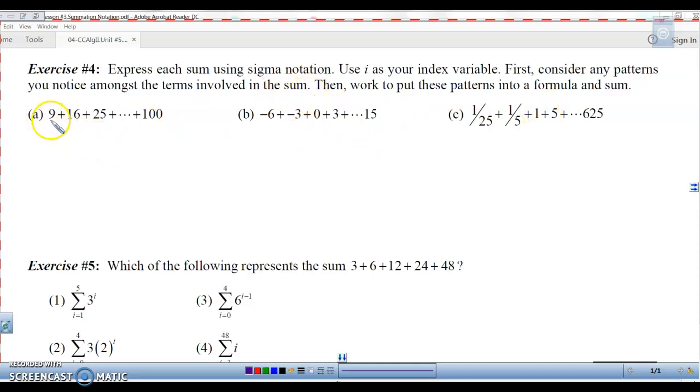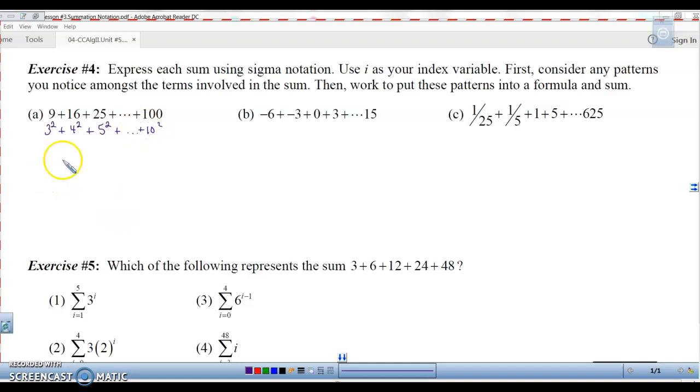Okay, so we have 9 plus 16 plus 25 plus ... up to plus 100. Do we notice any pattern about these numbers? Well, isn't this one actually the perfect squares? Yeah, this would be 3 squared, 4 squared plus 5 squared plus ... up to plus 10 squared.